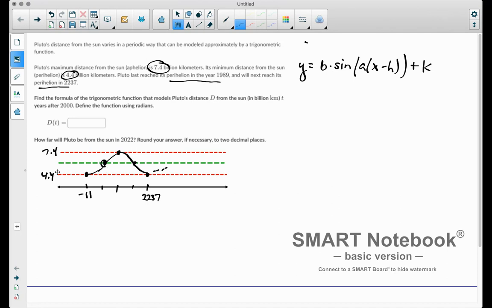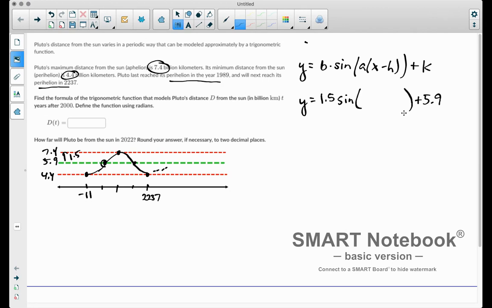Our midline here, this is a distance of what, 3? So 1.5 up. So 4.4 plus 1.5 is 5.9. So there's your midline, and we can start putting some things in over here. I know that's plus 5.9 on the end. My amplitude, I can start seeing, is from the midline up. That's 1.5. So y equals 1.5 sine.